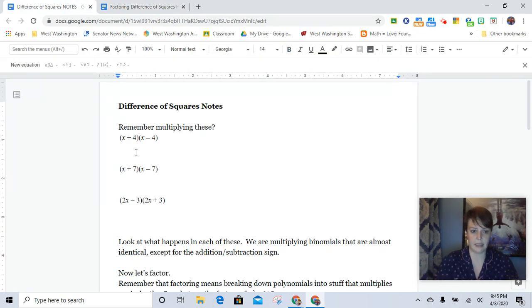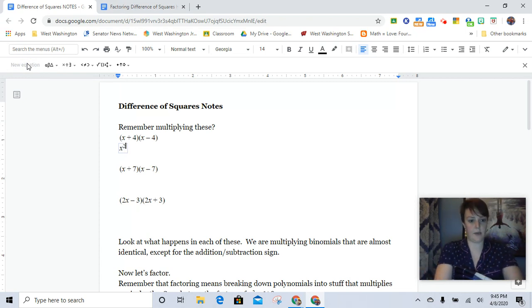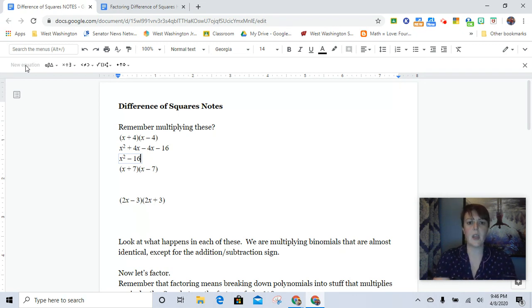So we remember multiplying these. And when we did this, we came up with x squared plus 4x minus 4x minus 16. And then those middle terms, the plus 4x and the minus 4x, canceled off to be 0. And so we got x squared minus 16. That was the special case when the middle term canceled out whenever we combine them like that. So that's what we're looking at today, those special weird things.